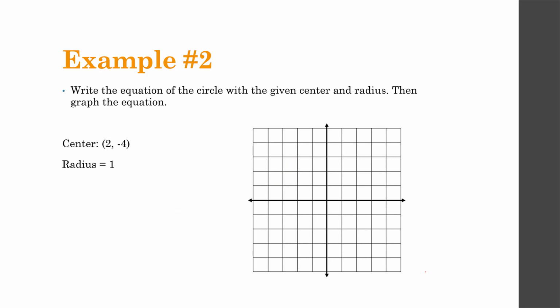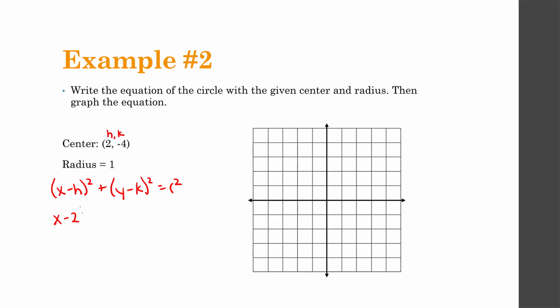Let's do another one. Same thing, write the equation and graph it. x minus h squared plus y minus k squared equals r squared. And the center is your h comma k. So plug in the points.